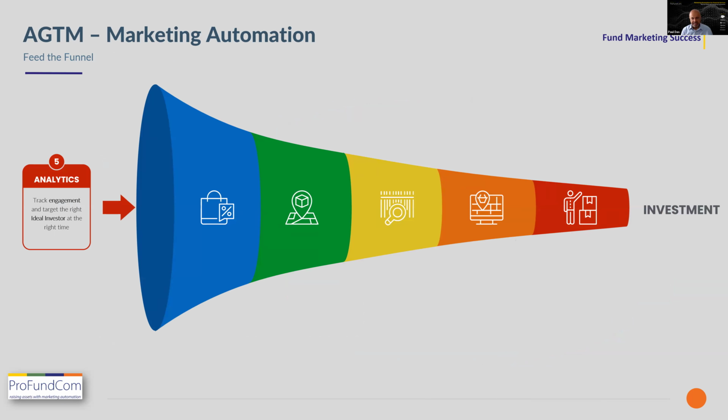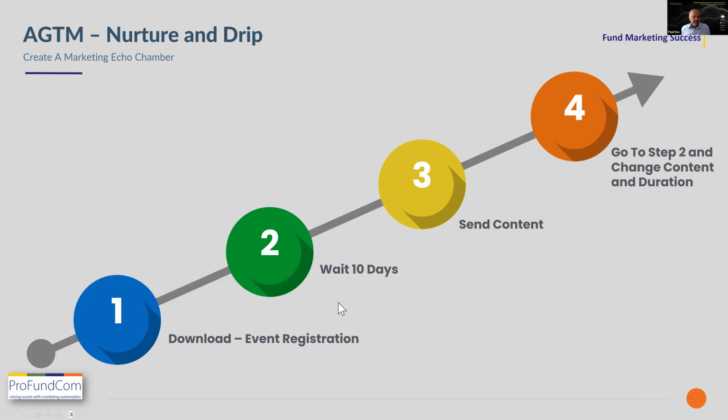It feeds the funnel, and as people get more and more engaged, as they engage with you on more channels, and almost self-identify that they're ready for investment, that is really important. Some very basic automations worth building out are what we call nurture campaigns and drip campaigns, which are constant emails after a particular activity.